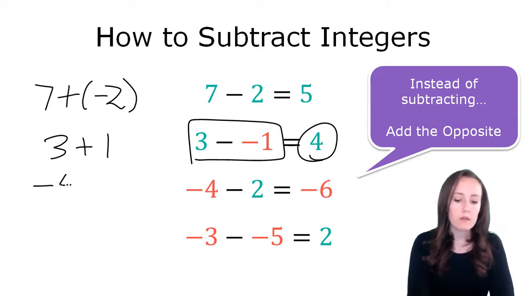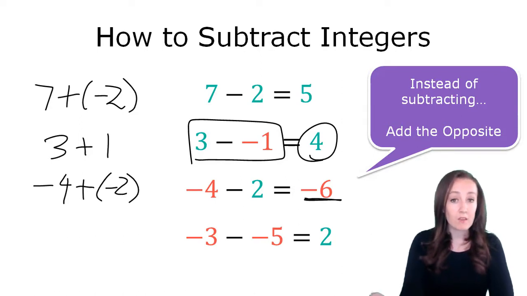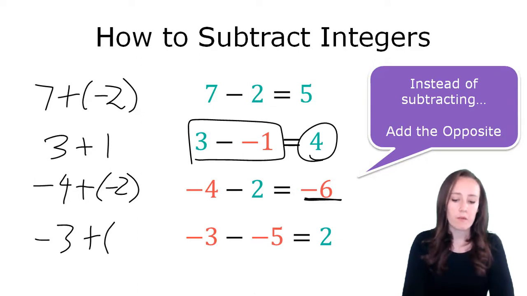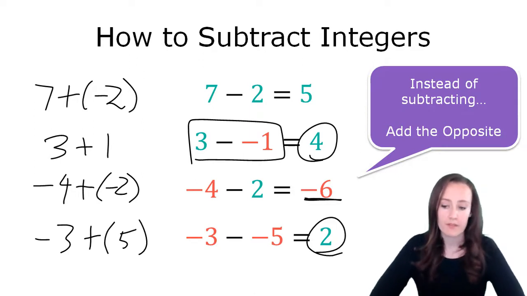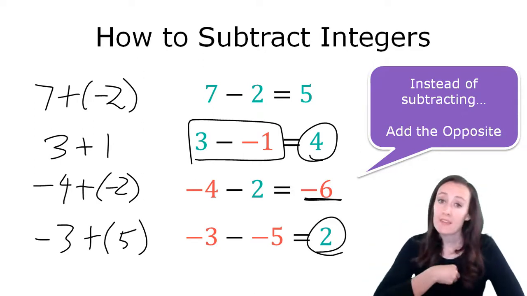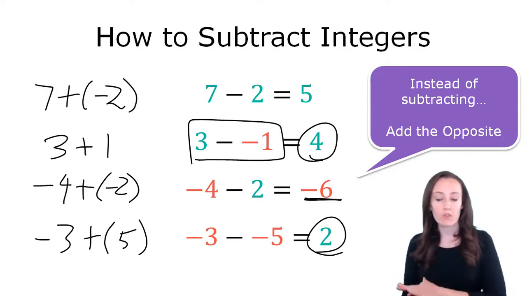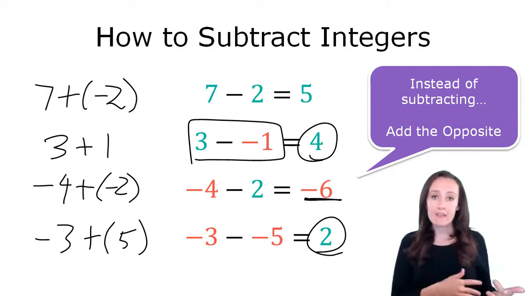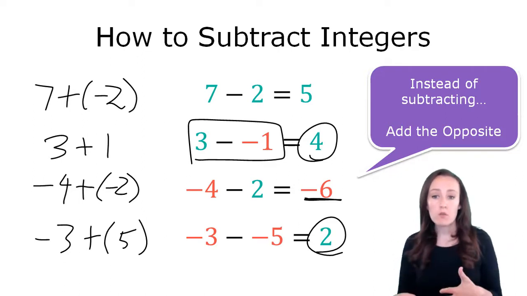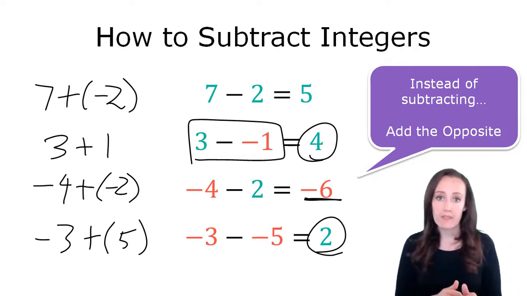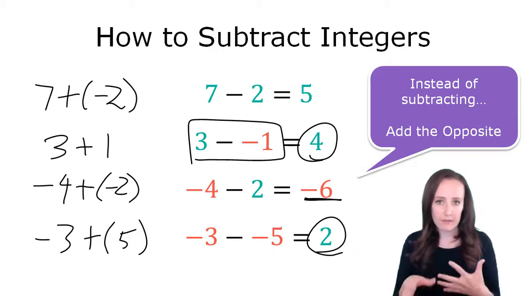Or you could do negative 4 plus a negative 2, which makes a lot more sense why that's a negative 6. Or you could go like negative 3 plus a positive 5, and that makes sense why that would end up being a positive 2. So in my opinion, the easiest way to subtract integers is to turn it into addition by adding the opposite. And if you want to know more about why you can do that and why that is possible, you can check out my video about how to subtract negative numbers, and that goes into more detail there.